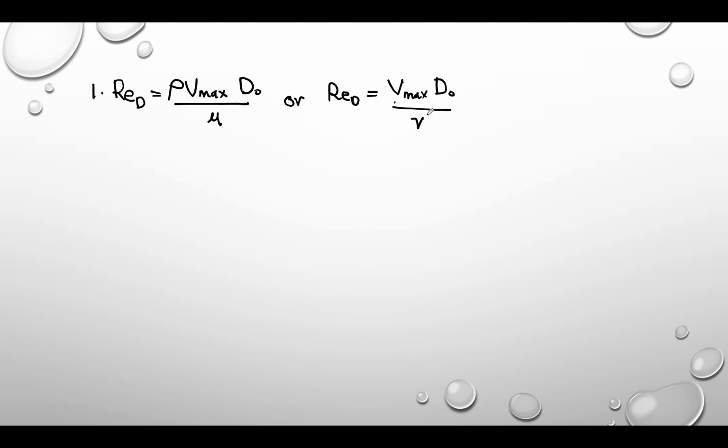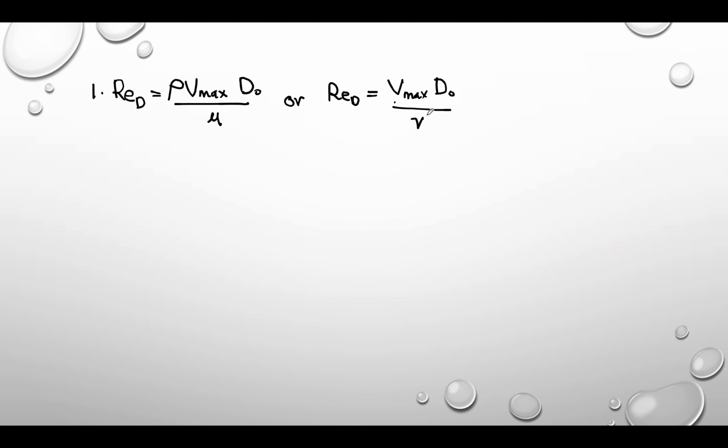The first thing you need to do is the Reynolds number. So you have to determine the Reynolds number. The Reynolds number equation is rho V maximum times D outer divided by mu. Or you may use Reynolds number D equal to V maximum times D outer divided by kinematic viscosity.